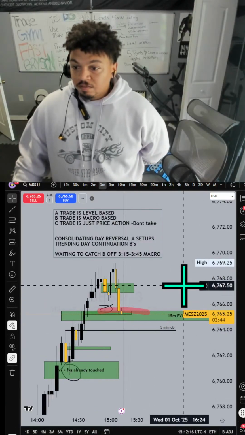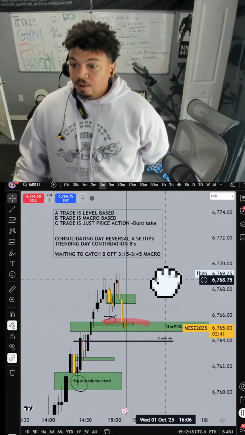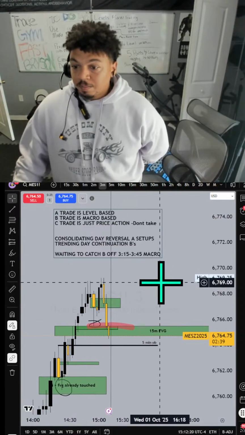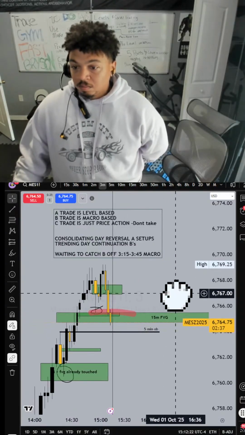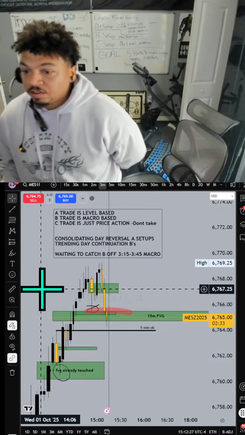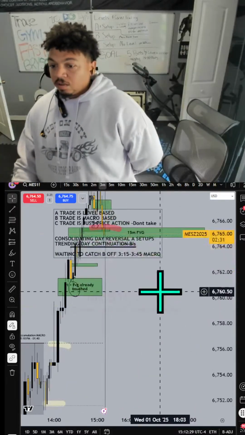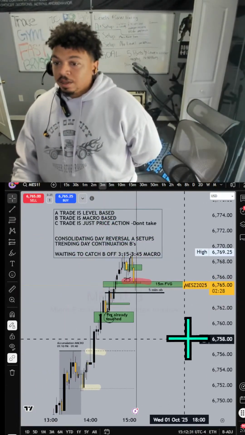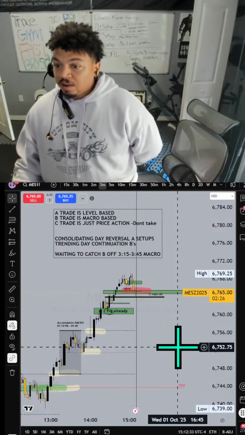What levels do we have? None. We have no levels. This would be strictly price action trading. Yes, there is this PD array and such, but as far as levels, the only levels we have are down here. That's a B level. A level's down here.